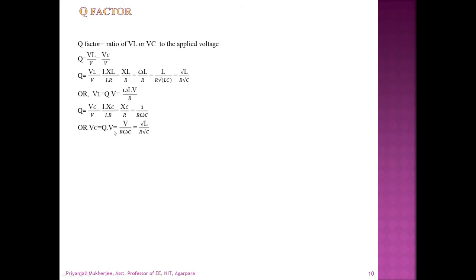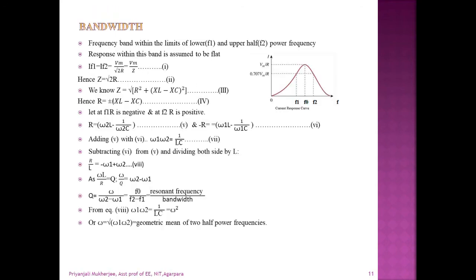From this equation, we can find that VC is equal to root over of L by R into root over of C. So from these equations, we can say that the voltage across the inductor is equal to the voltage across the capacitor, and in both cases the Q factor is equal to root over of L by R into root over of C. Next is the bandwidth.